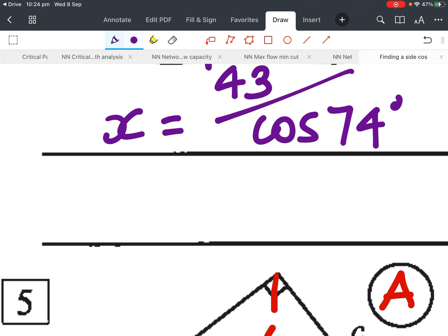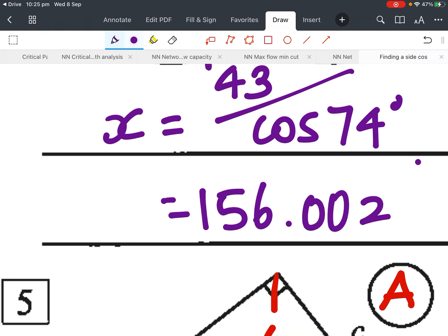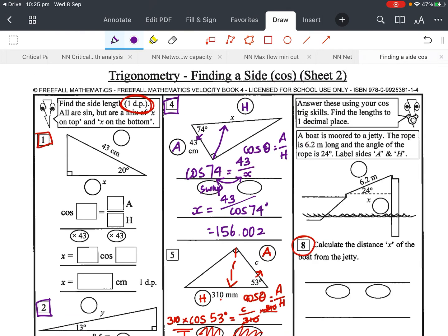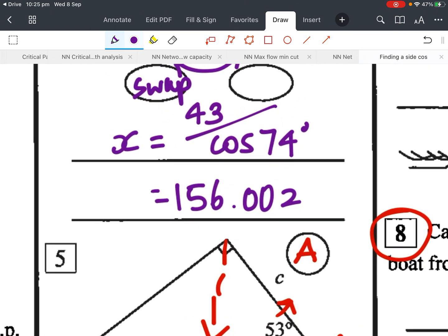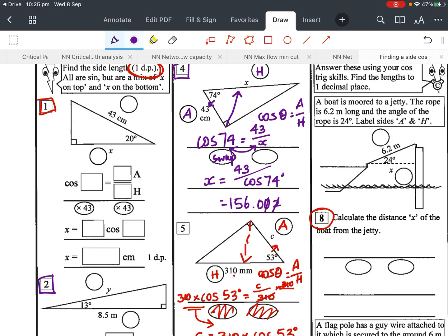Alright, let's do that on a calculator. 43 divided by, remember if you're doing a Sharp, put the bottom in brackets. If you're on a Casio, you should be okay. Cos 74, my Casio opens some brackets, so I'm going to close them. And that gives me 156.002. Right, but if I'm doing it to 1 decimal place like all the others, I don't need those ones. I'm not having to round up, so my answer is just 156.0.